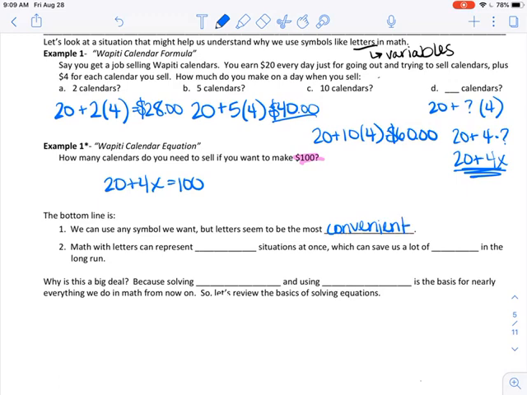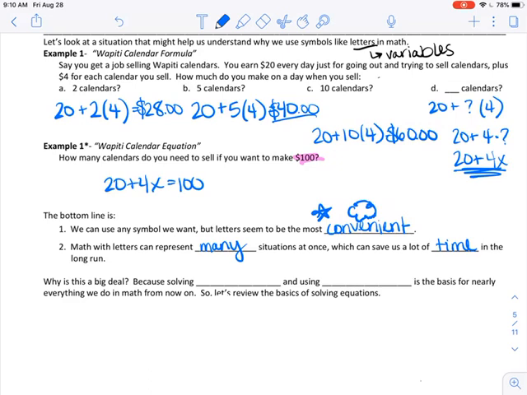I actually had a class in college, my very last math class in college, we used symbols like stars and clouds as our variables. If you want to do that to make your solving math more fun, go ahead. Math with letters can represent many situations at once, which can save us a lot of time in the long run. So that way you don't have to think about all of the situations separately. You can think of them in one go.